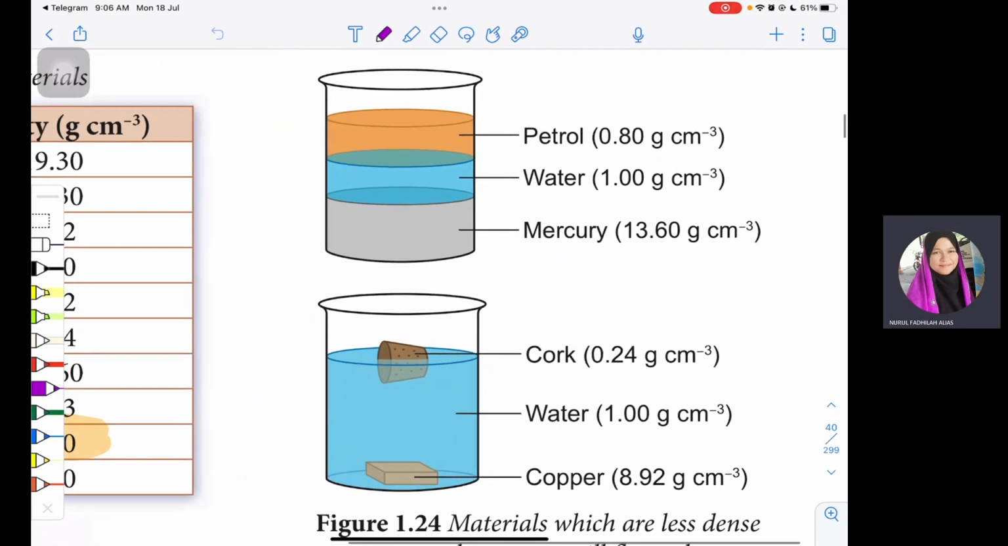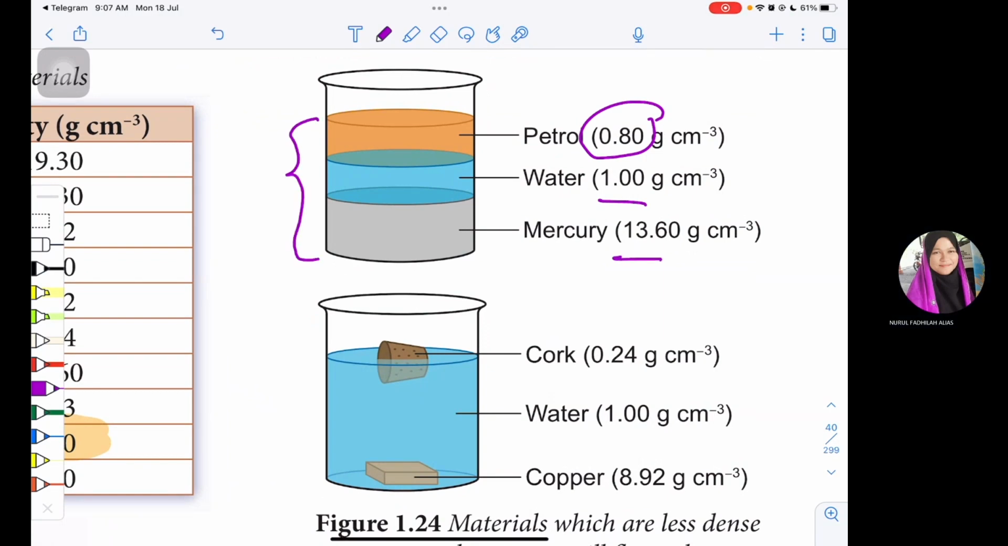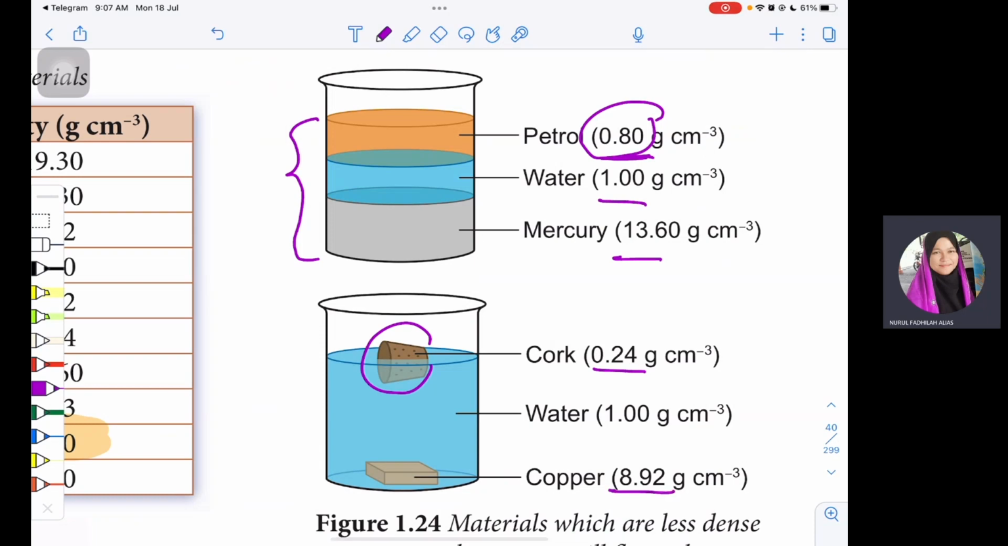Nampak tak? Semua ni familiar? Betul? So what is this tell you? The value of densities. And then what do you understand from this diagram? Denser the object, it sink. Okay. And then kalau dia less dense, dia float kat atas. Sama juga. Look at the port ni 0.24 floating. And then copper very dense, dia sinking.